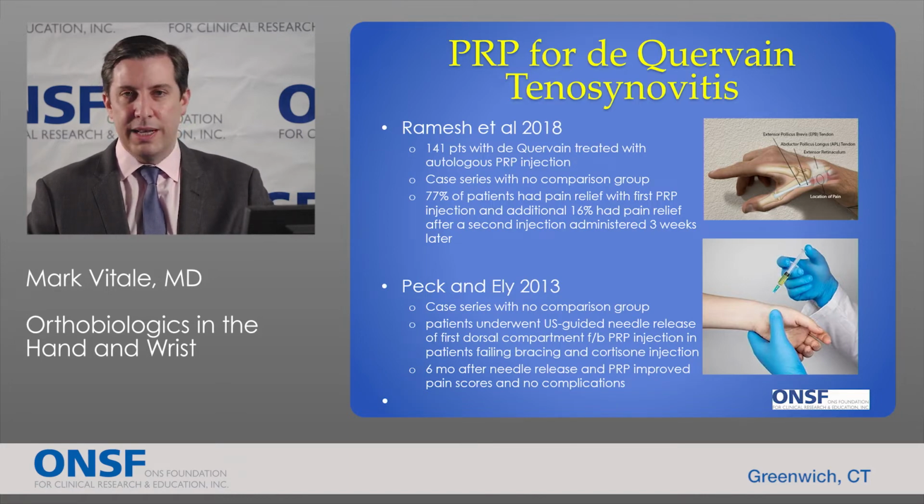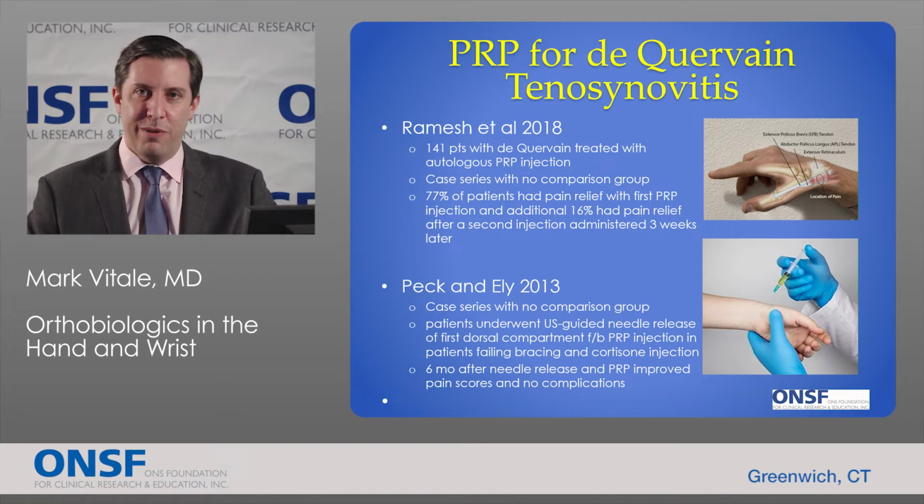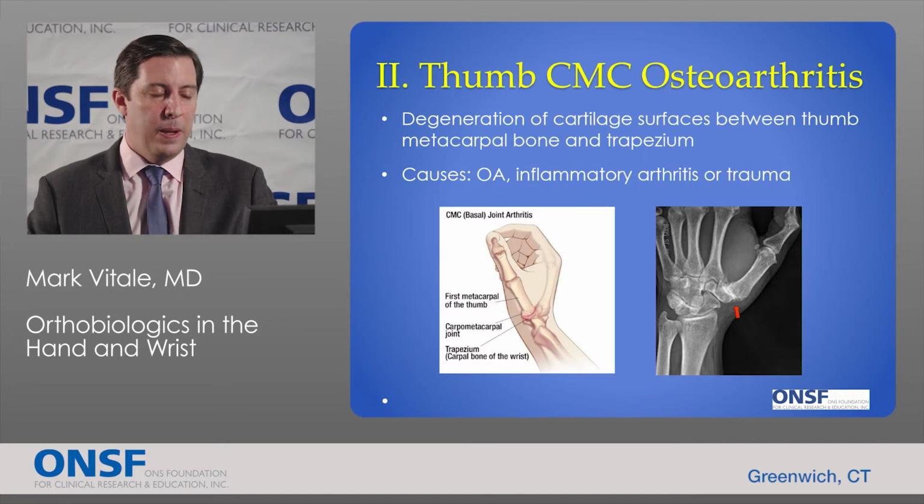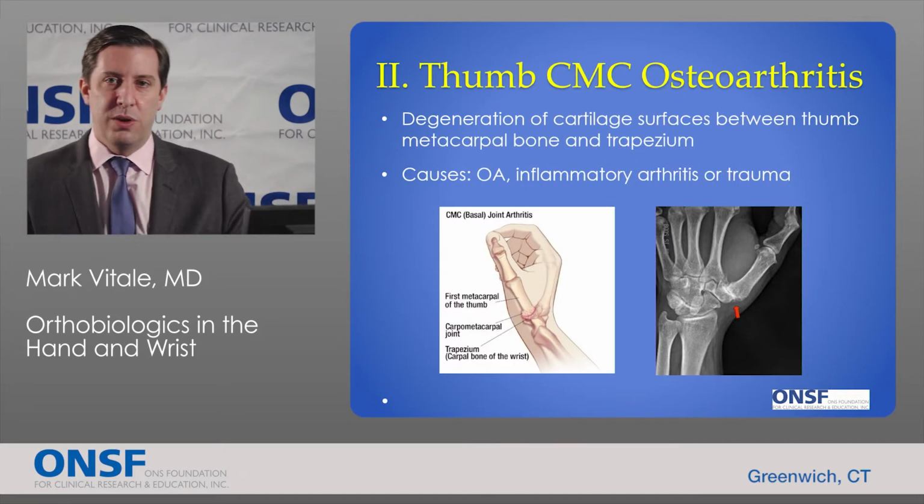Now again, what does this tell us? There's no comparison group, and the benefit may have been from the needle release and not from the PRP injection. So does PRP help de Quervain tenosynovitis? I don't think we have any compelling evidence that it does. How about for thumb osteoarthritis?